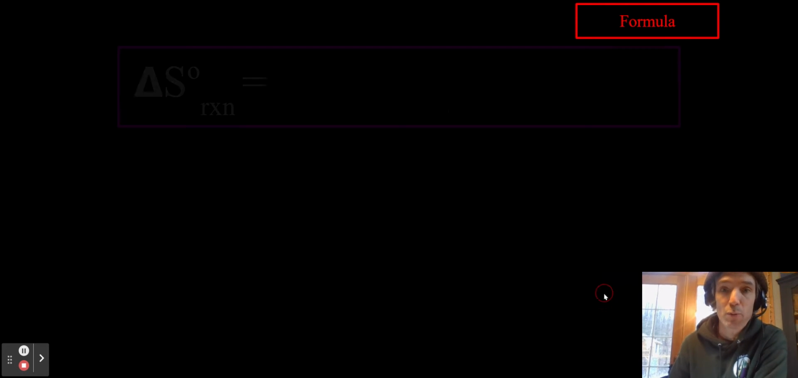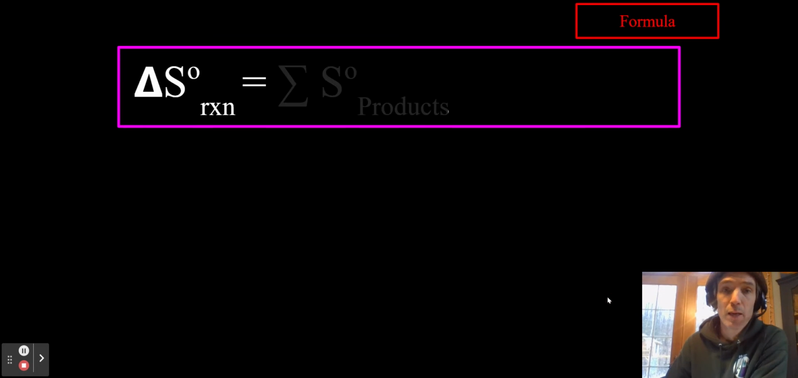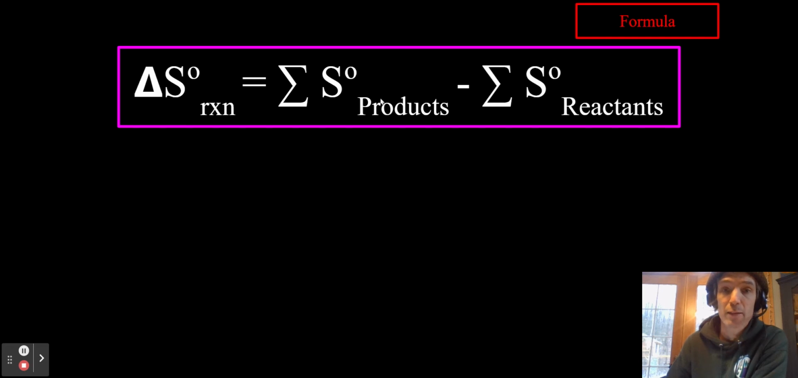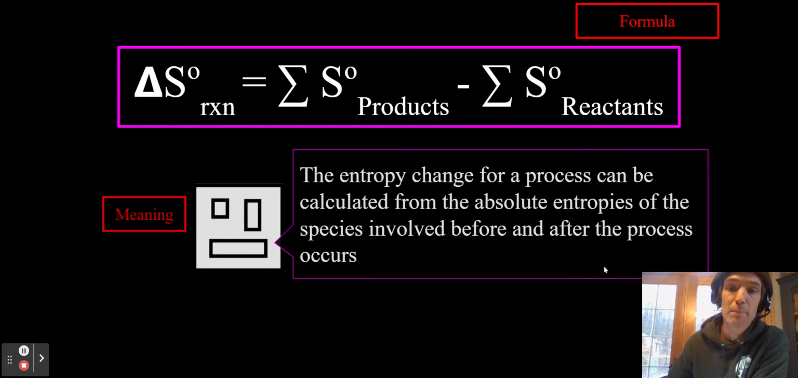The formula we're going to use is very similar to the one we saw with enthalpy, in that it's the sum of the entropy of the products minus that of the reactants, where this is the absolute entropy. All right? And that's what this formula means. Basically, you can calculate it for a reaction by subtracting these two things.